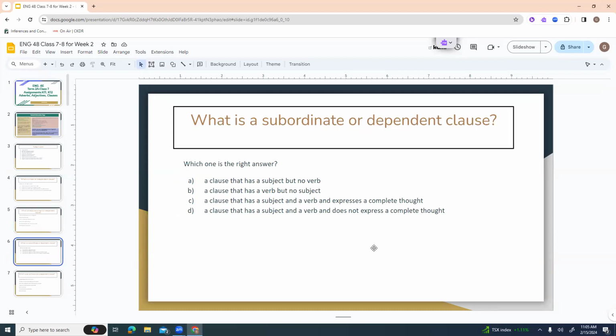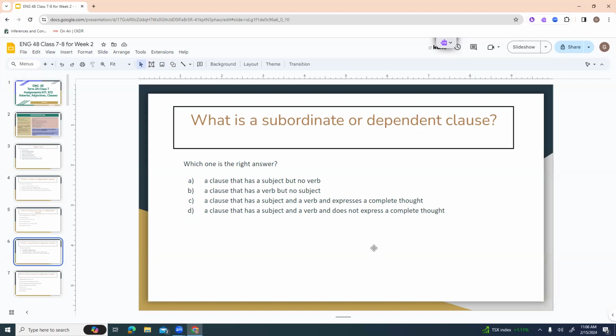All right, another little mini quiz. What is a subordinate or a dependent clause? Here are our multiple choice answers. A, a clause that has a subject, but no verb. B, a clause that has a verb, but no subject. C, a clause that has a subject and a verb and expresses a complete thought. Or D, a clause that has a subject and a verb and does not express a complete thought.